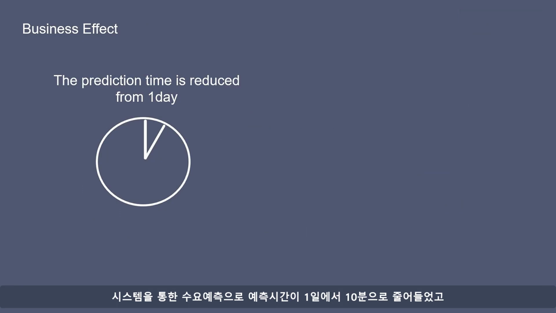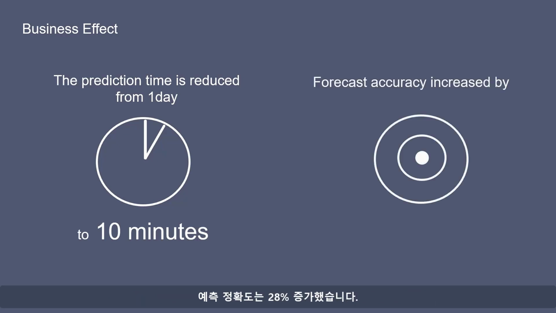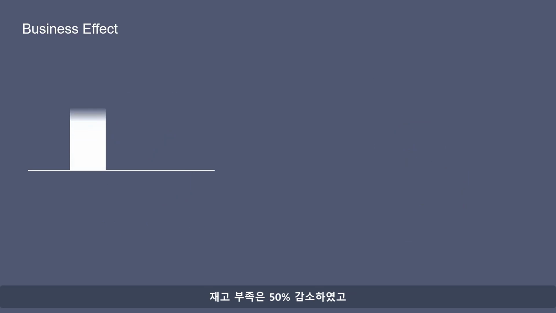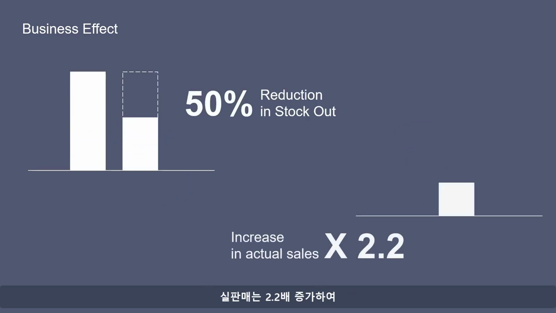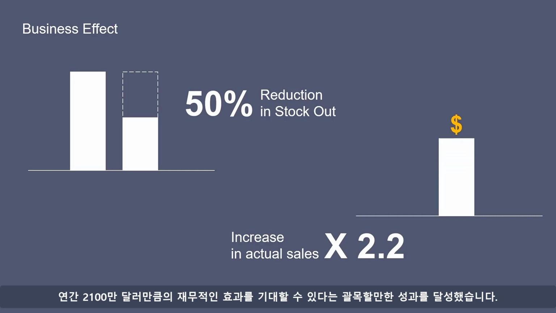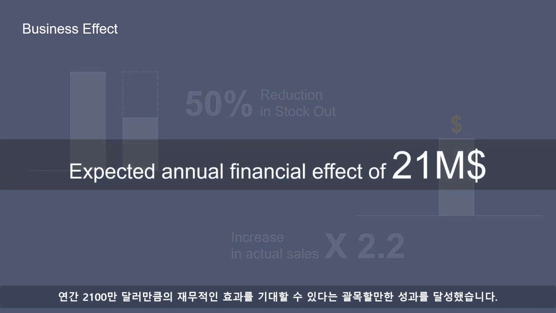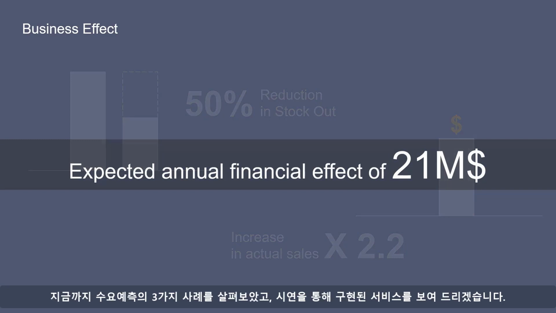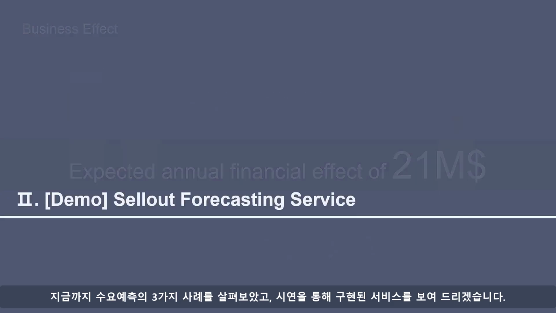Through the automatic sellout forecasting system, the forecasting time was reduced from 1 day to 10 minutes. Forecast accuracy increased by 28%. Stockout decreased by 50%. Actual sales increased by 2.2 times. We could have remarkable achievements that we can expect financial effects of as much as $21 million per year. We have looked at 3 cases of sellout forecasting so far, and we will demonstrate the implemented service now.